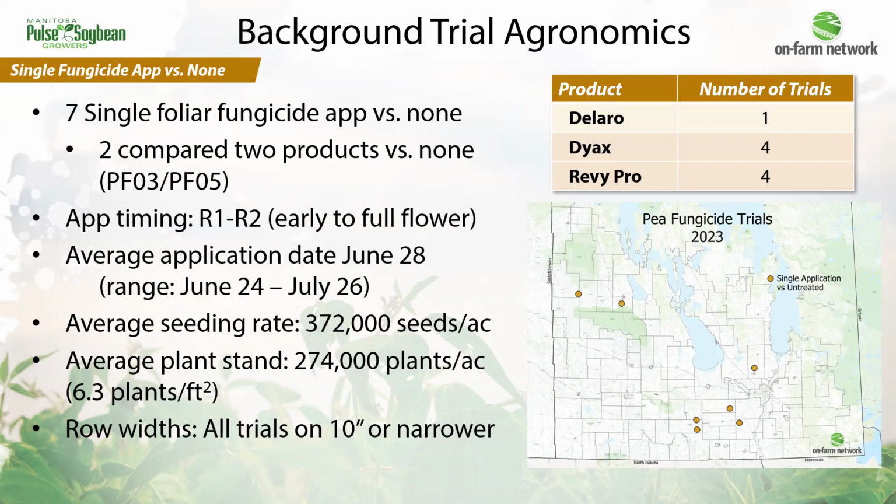Average pea seeding rates across these trials was 372,000 seeds per acre, and the average established pea plant stands were 278,000 plants per acre, or about 6.5 plants per square foot. All of these trials were grown on rows 10 inches or narrower.